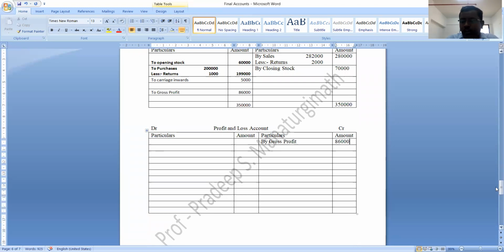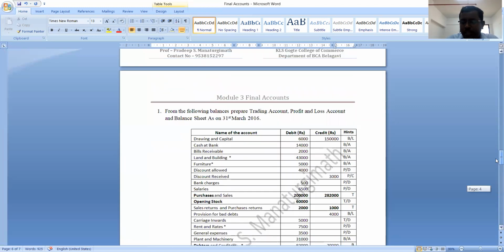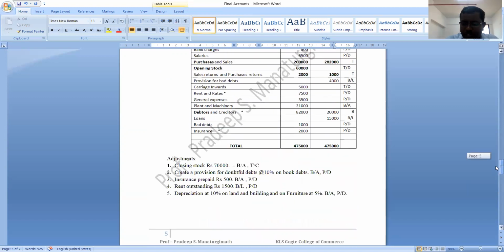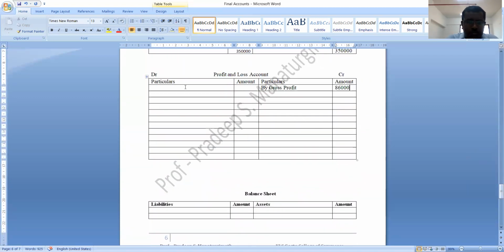Now once again, we should go through the trial balance and adjustments. We should see which items we must record in the profit and loss account. Here, the profit and loss account debit side and credit side. That is discount allowed and discount received. So let us record these transactions. First, let us record discount allowed. Discount allowed appears on the debit side, right? How much is the amount of discount allowed? The amount of discount allowed is rupees 4,000, right?